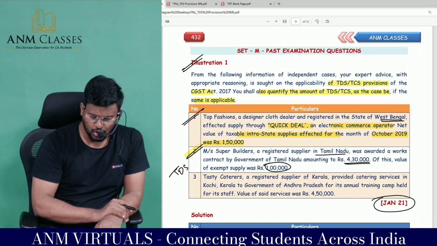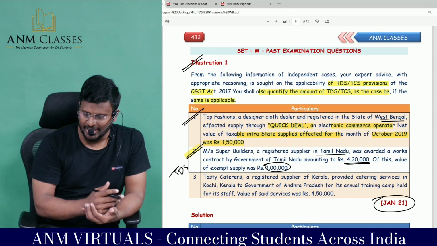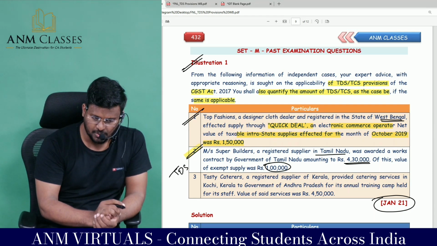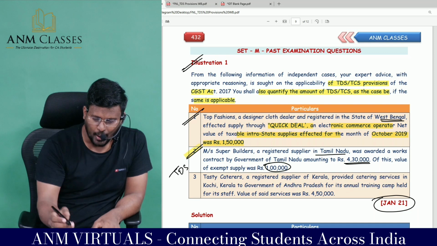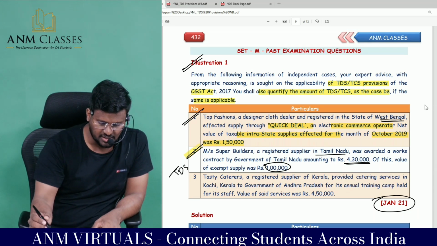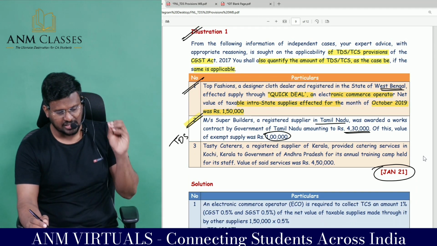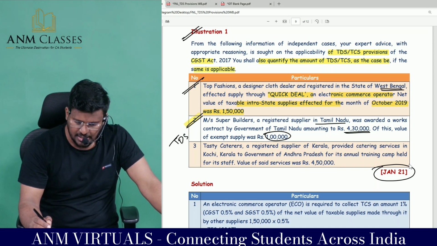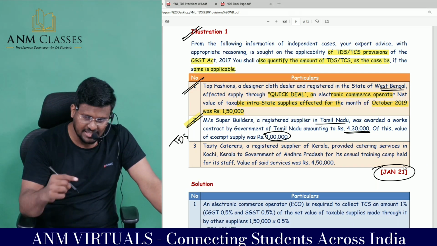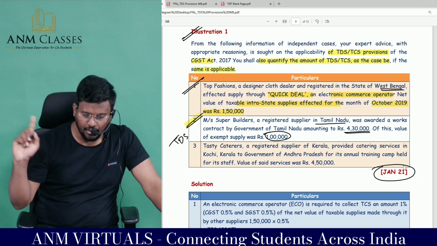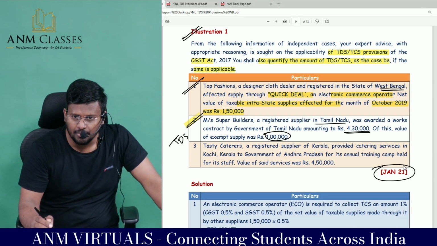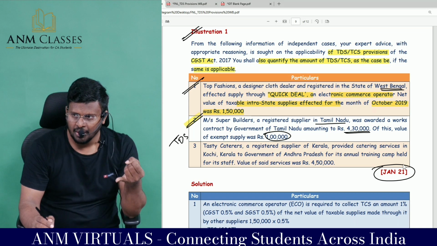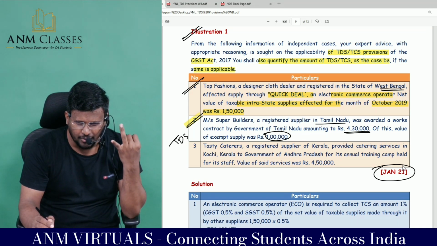From the following information of the independent cases, your expert advice with appropriate reason is sought on the applicability of TDS or TCS provision of the CGST Act. You shall also quantify the amount of TDS as the case may be if the same is applicable. This is just the contract value. So 3,30,000 exceeds 2,50,000. Then that person is liable to deduct TDS. You tell me, is it taxable? Have you taken only taxable supply? Yes, sir. Does the contract value exceed 2,50,000?